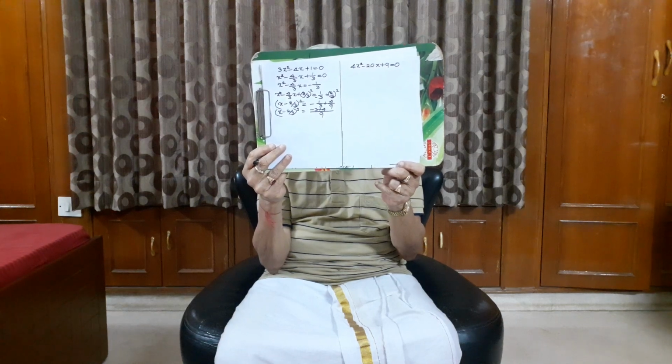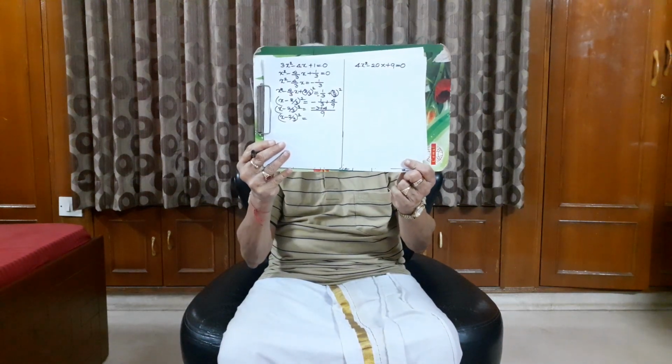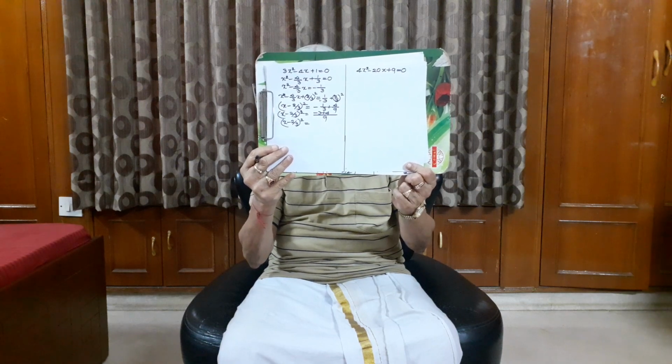Then simplify the right hand side. That is x minus 2 by 3 the whole square equals minus 3 plus 4. Plus is greater. Plus 4 minus 3 is plus 1. So that is 1 by 9. Okay. 1 by 9 is a perfect square again. Therefore, take out the square root.